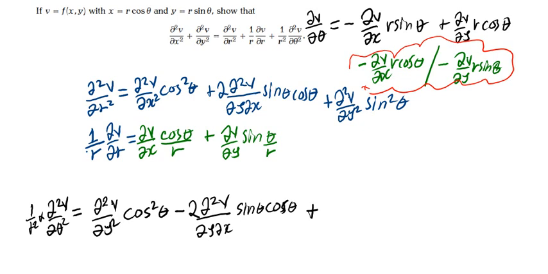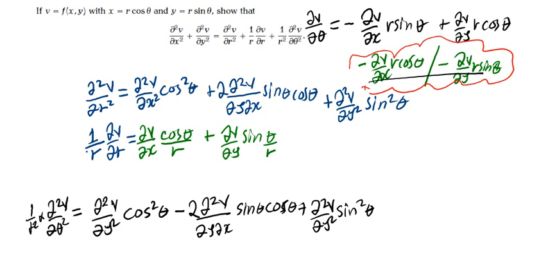Then the other term that we have is supposed to be the second partial of v with respect to y, and it's supposed to be r squared sine squared theta, but because we're dividing by r squared, the r squared is going to go. So we have the second partial of v with respect to y squared, and that's also going to be a sine squared theta.